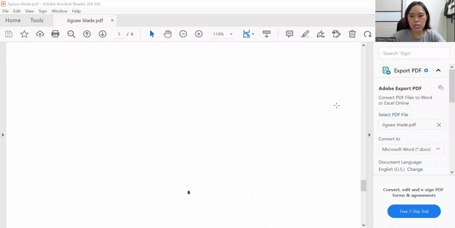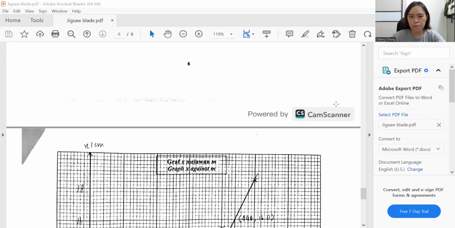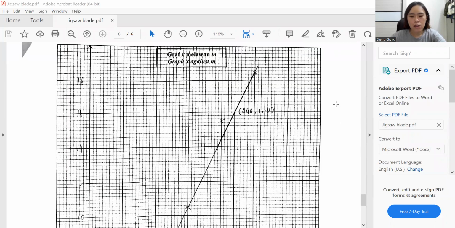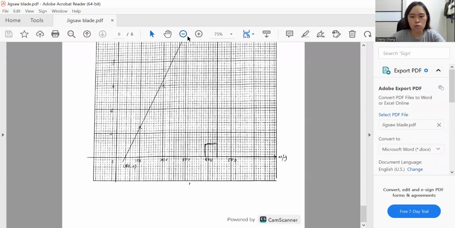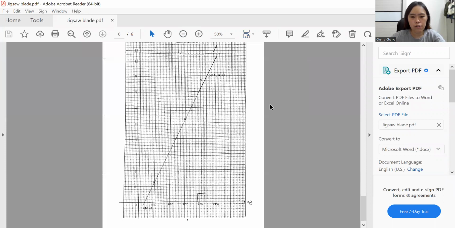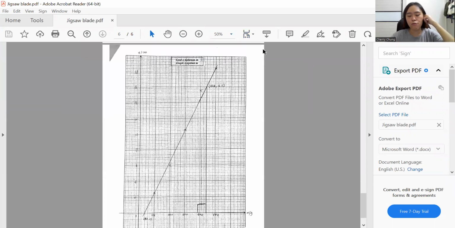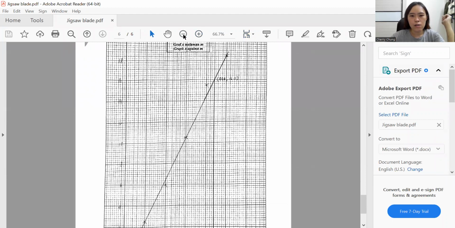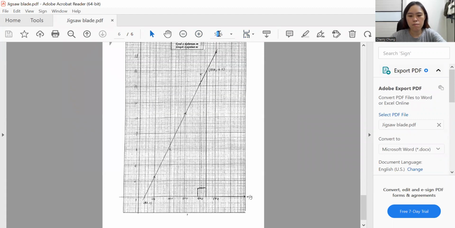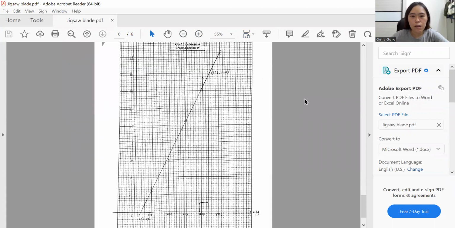this is the graph that I have drawn here. I think I will make it smaller for you to see clearly. Sorry, the reading is not very clear. First thing, on the graph you no need to write the title. The title is not important. The most important is your graph.